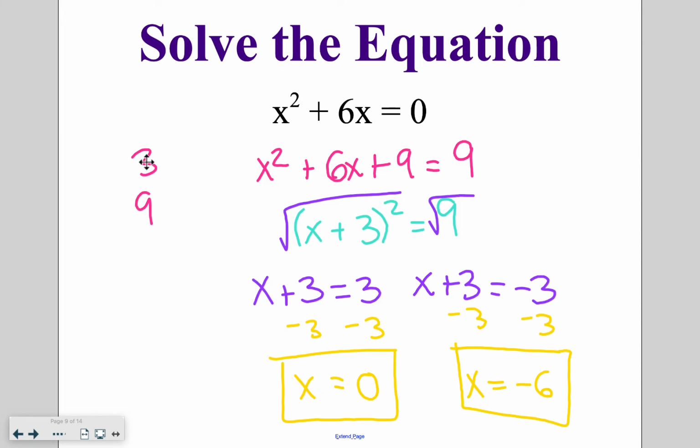So we take half of b, square that to get 9. We add 9 to both sides. So I've got x squared plus 6x plus 9 is equal to 0 plus 9. Square rooting both sides, I end up with x plus 3 equals 3 and or negative 3. Solving, I get answers of 0 and negative 6.